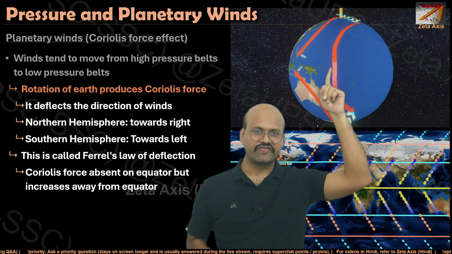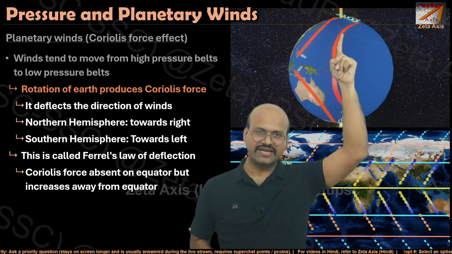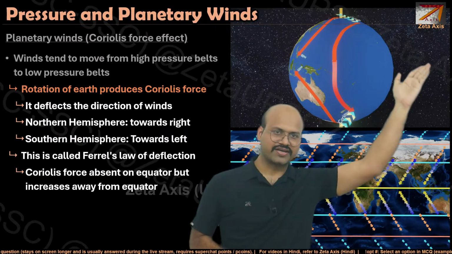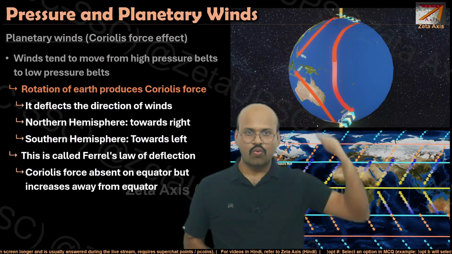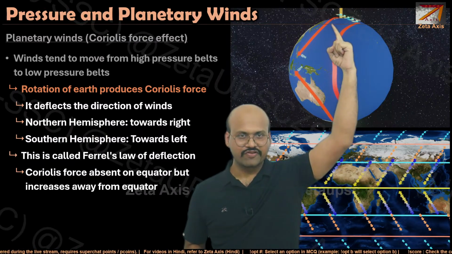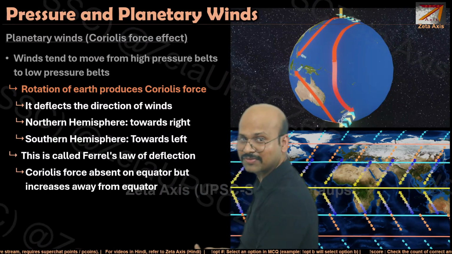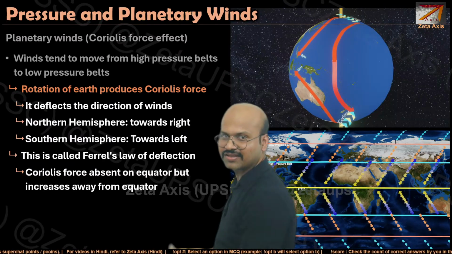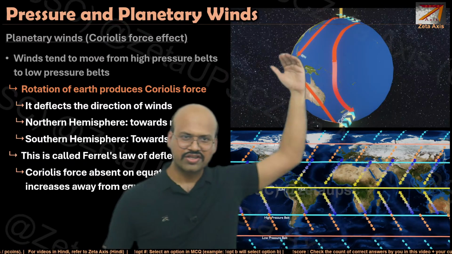So here, if you face in the direction of the wind, we will see that in the northern hemisphere, it is deflected to the right-hand side. While the wind which is coming from the pole towards the equator, again, if you face in the direction of the wind, that would be something like this, then it is again deflected to the right side. So this is for the northern hemisphere.